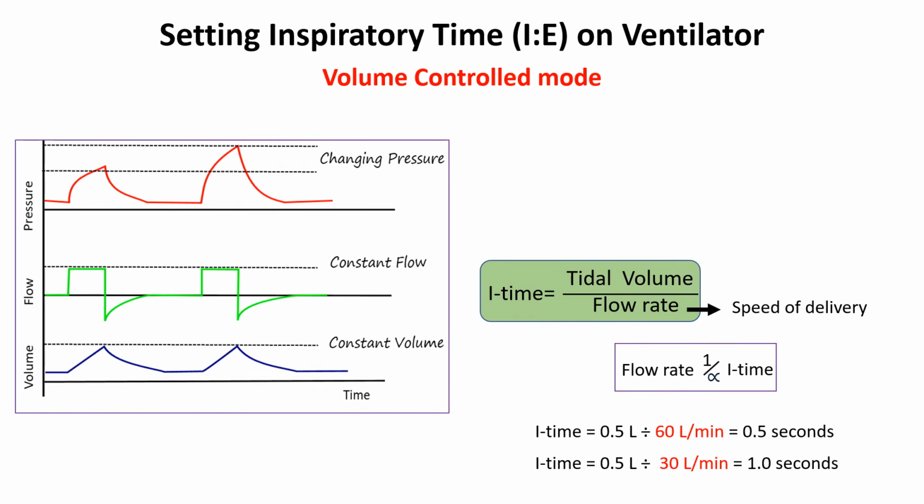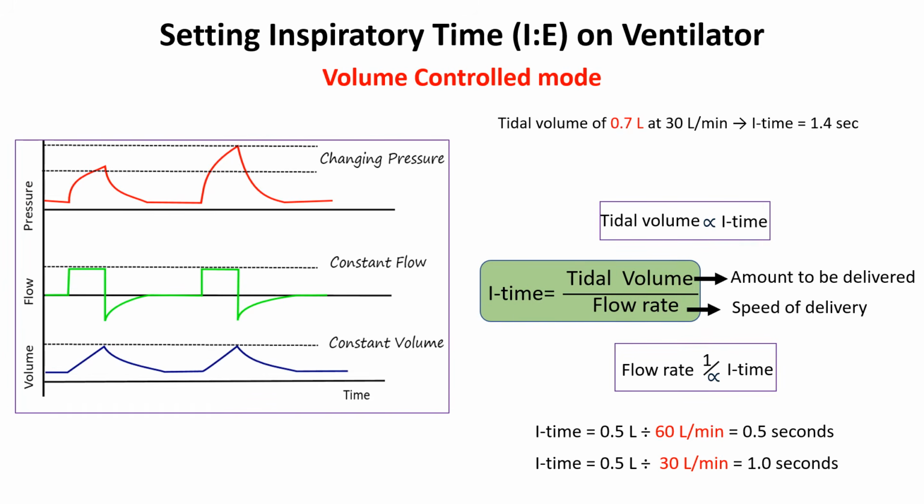Tidal volume is the total volume of air delivered during inspiration. While the tidal volume is set, its impact on I time comes into play indirectly when adjusting the flow rate. Larger tidal volumes require more time to deliver if the flow rate remains constant. For example, a tidal volume of 0.7 liters at 30 liters per minute results in an inspiratory time of 1.4 seconds, while a tidal volume of 0.3 liters at 30 liters per minute results in an inspiratory time of 0.6 seconds.